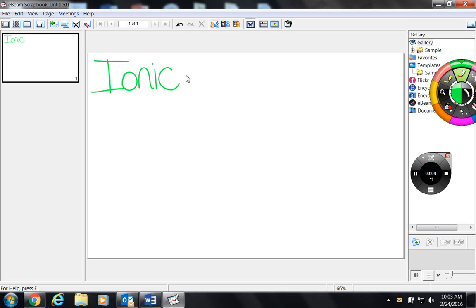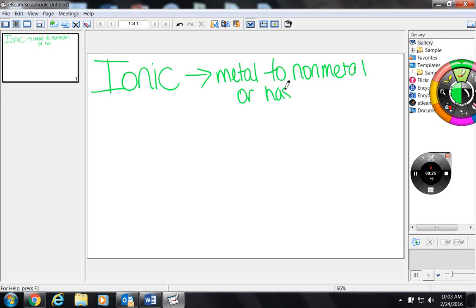Alright, so if we have an ionic compound, what are the options of what it's made of? Non-metal to non-metal, or non-metal to metal. Or it has what? A polyatomic ion, right? You need to replace the ion.